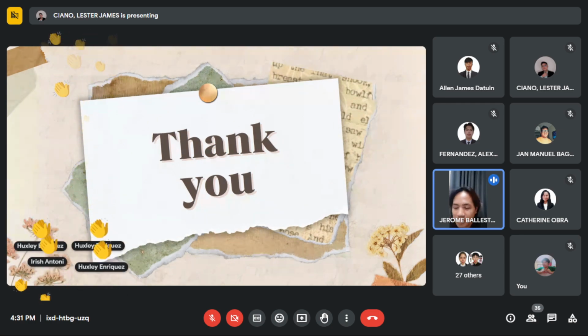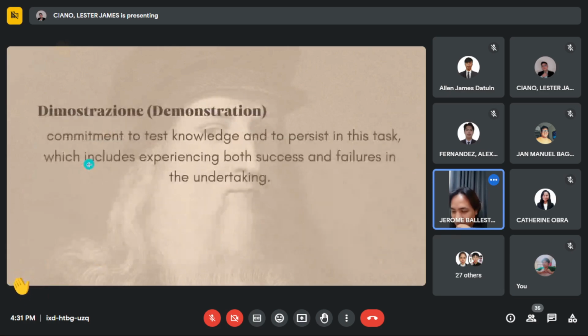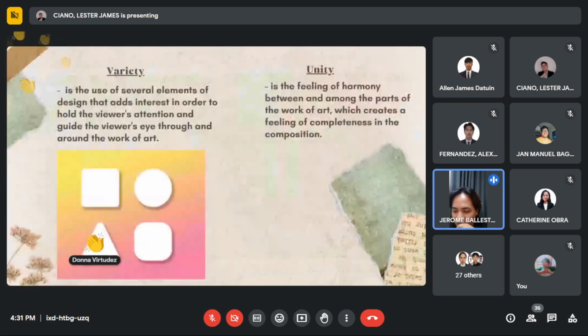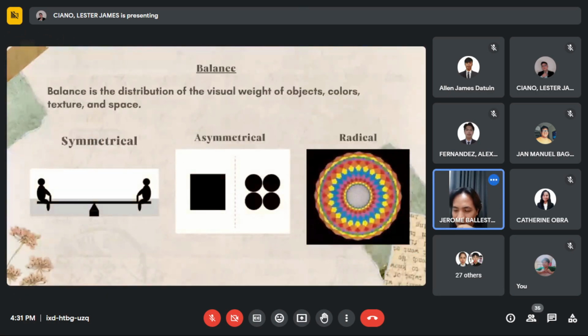Okay, just an additional information. Balik tayo dun sa pinakauna nating slides, which is the balance. We have the balance there. Also, the asymmetrical and radical. Okay, going back, ito yung mga klase ng tinatawag nating balance. We have the symmetrical, asymmetrical, at radical.